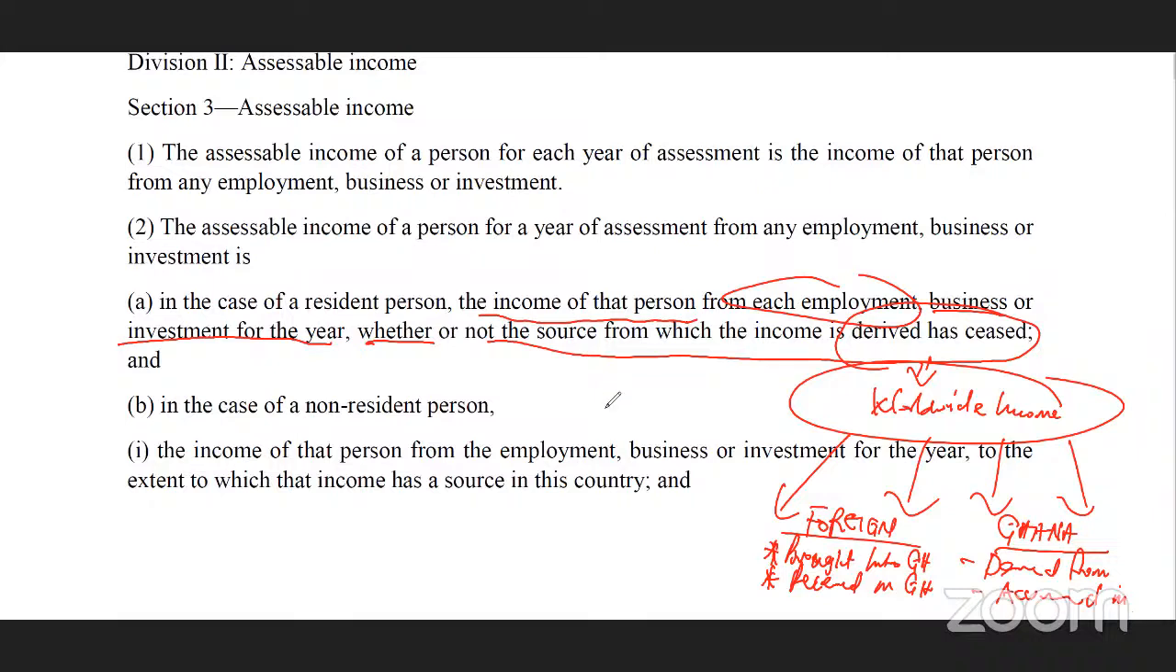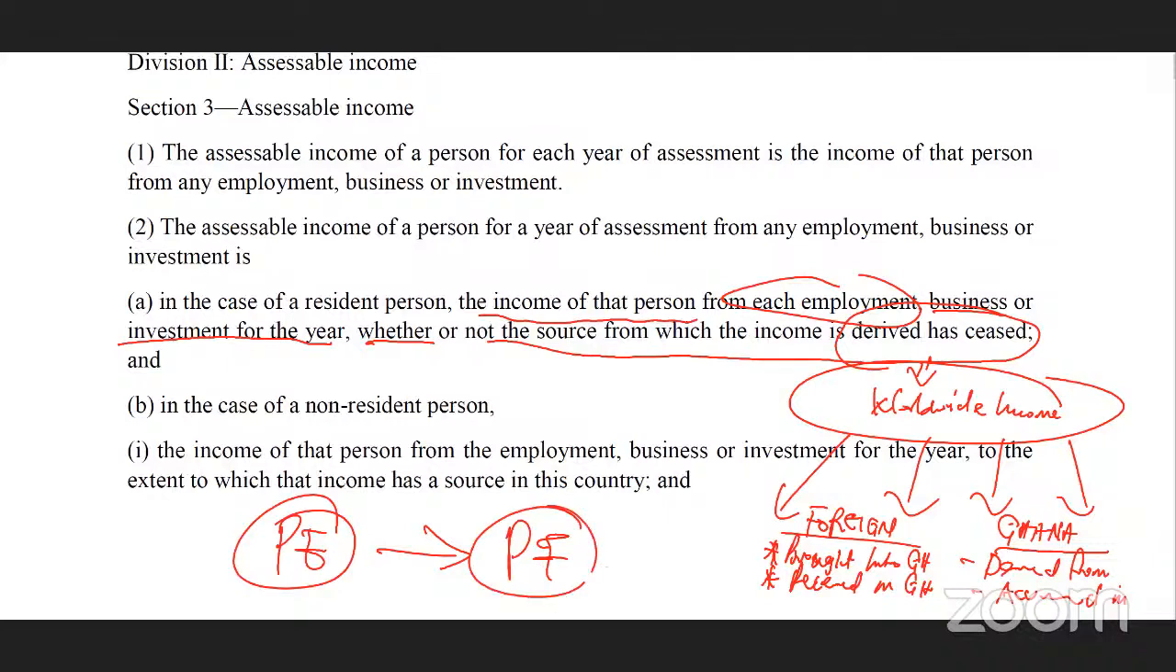Do you get it? So we are saying that if we say a permanent establishment, it means that you have established yourself permanently. So if you are a non-resident person and you come to Ghana and create a business, so far as you have a business, that business creates what we call a permanent establishment.